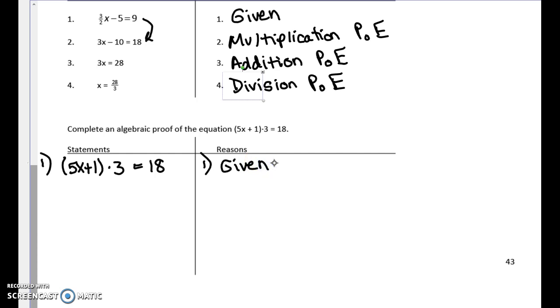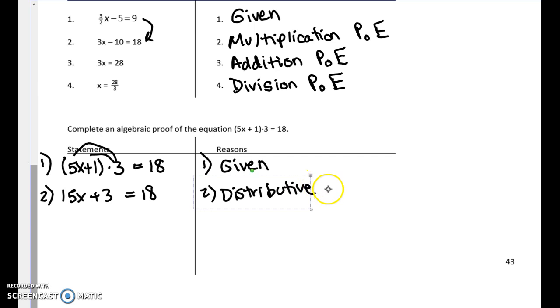Now for my next statement, there are 2 things I could do. I could either divide by 3 or I could distribute the 3. I think I'm going to distribute it. So I end up with 15x plus 3 is equal to 18. And the reason I can say that is the distributive property of multiplication over subtraction.